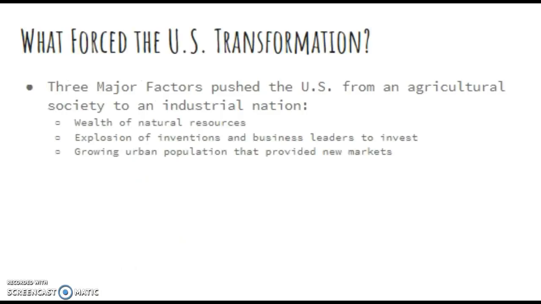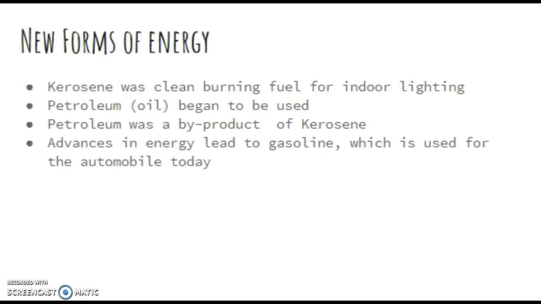So what forced the U.S. transformation? There were three major factors that pushed the U.S. from an agricultural society or farming society to an industrial nation or industry or factory work type of nation. So there was a wealth of natural resources, there was an explosion of inventions and business leaders to invest, and there was a growing urban population that provided new markets. We start to see a lot of people moving to the city, which was known as urbanization, and we also see a lot of immigration to this area as well. And that created the labor force for us.